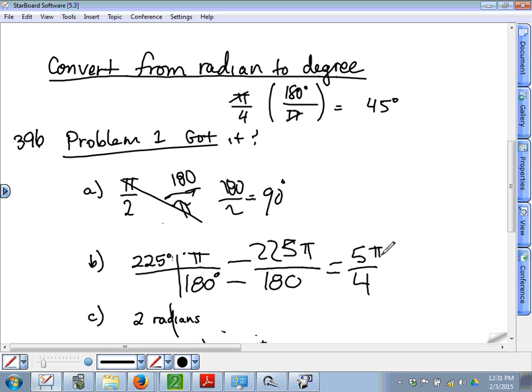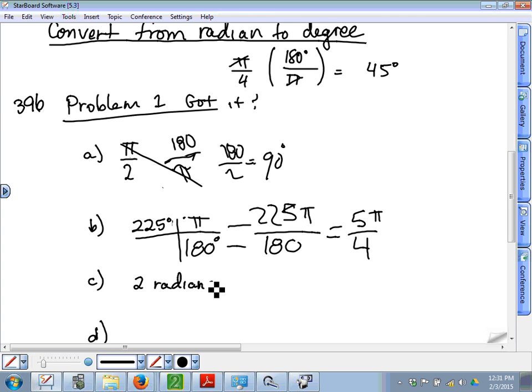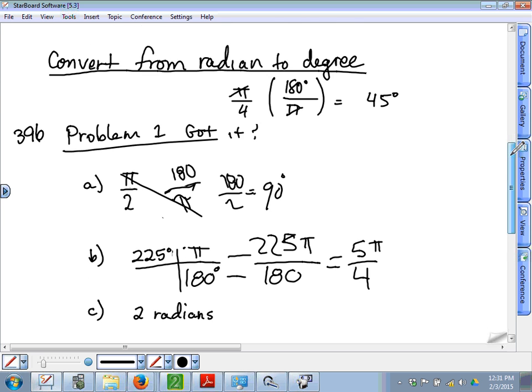Okay, part C was a bit strange. Check it out. Part C was 2 radians. You guys, this is much different than 2 pi radians. This is just 2 radians. You guys with me here? So could you just write 2 pi?